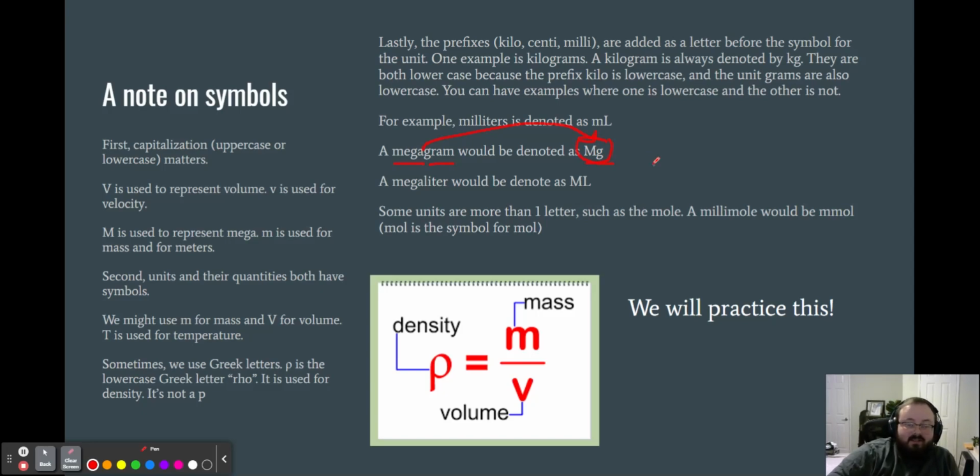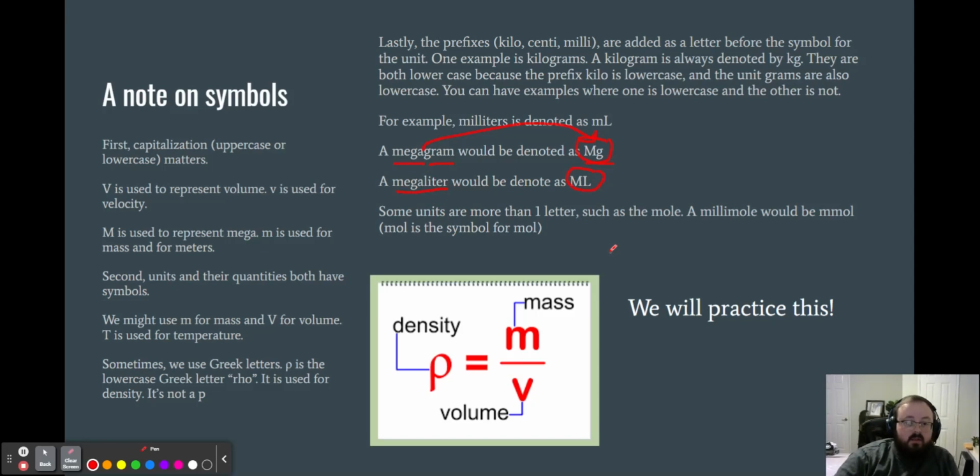It's funny because this is also magnesium. We're going to talk about symbols for atoms when we talk about the periodic table. So there's going to be a lot of symbols, a lot of this nomenclature that we're going to be using throughout the year, which is why I really explicitly want to go over it now. Another example, a megaliter. Mega is a capital. The liter is a capital. You get two capitals together.